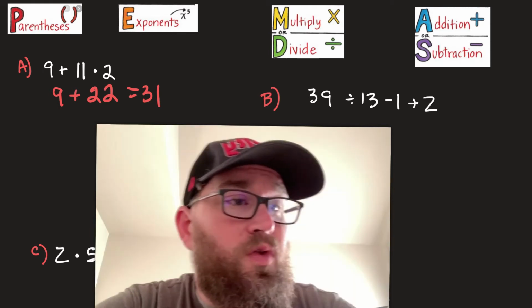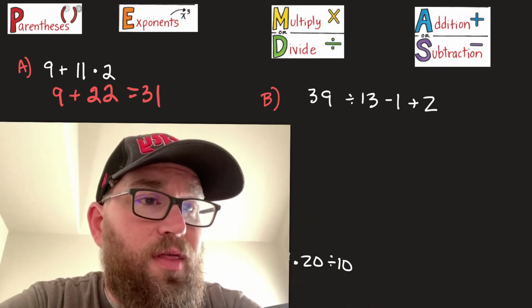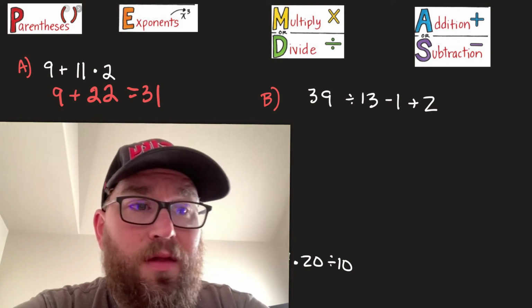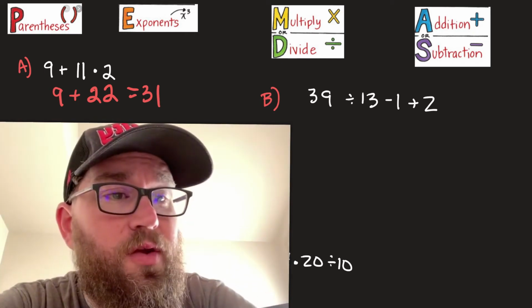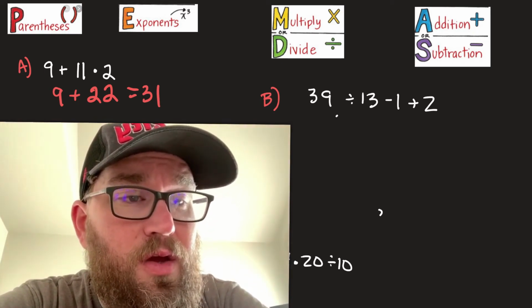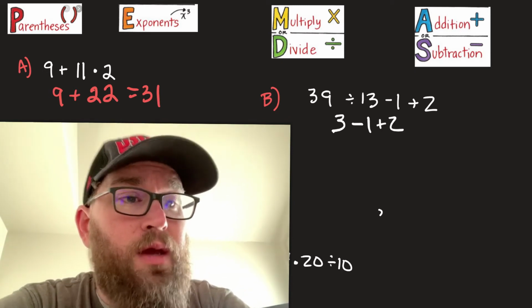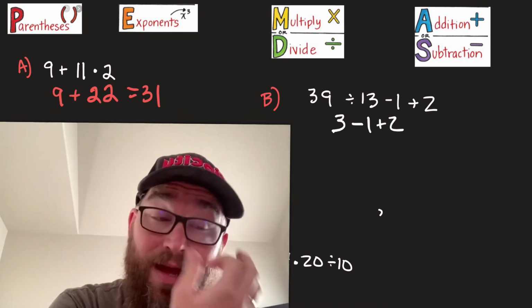All right, so let's look at B now. B says 39 divided by 13 minus 1 plus 2. There's no parentheses. There's no exponents. Multiply and divide. So we have to do 39 divided by 13, which is 3. Bring down the rest, 3 minus 1 plus 2. Now, this gets us into the same kind of question that I was talking about on the last page.